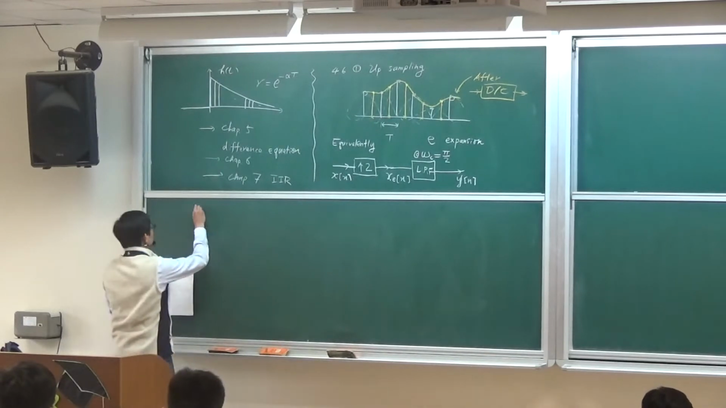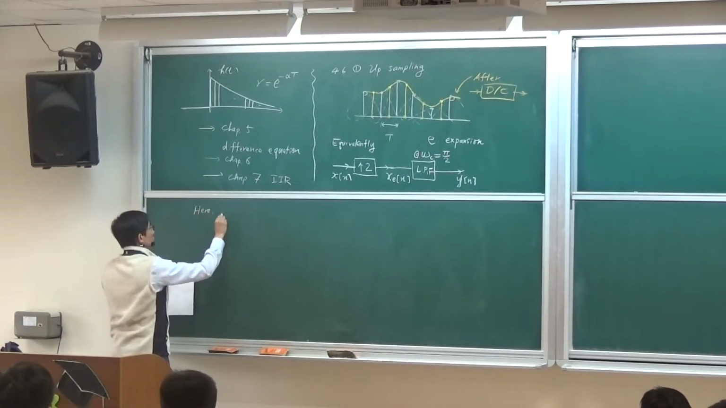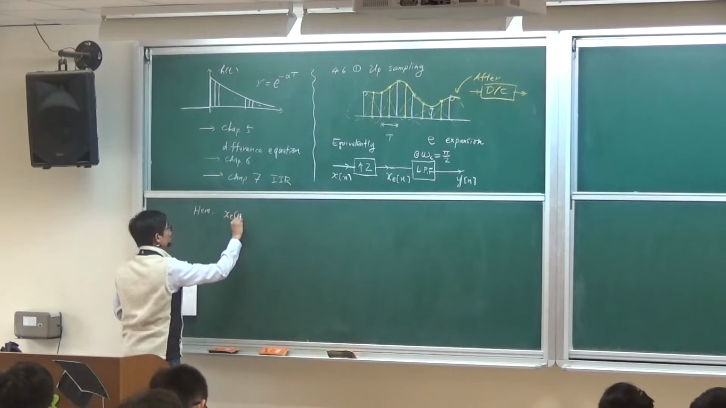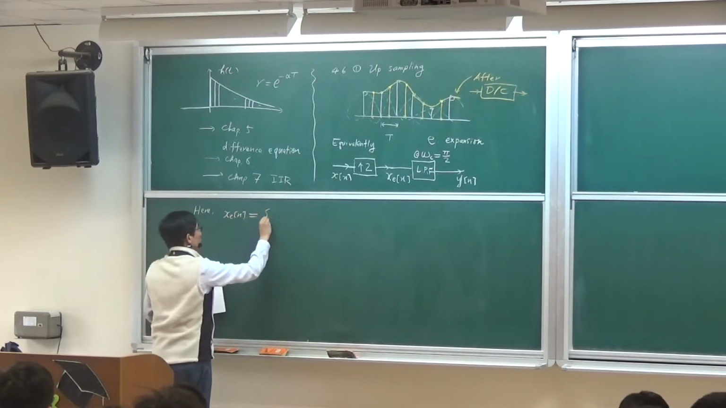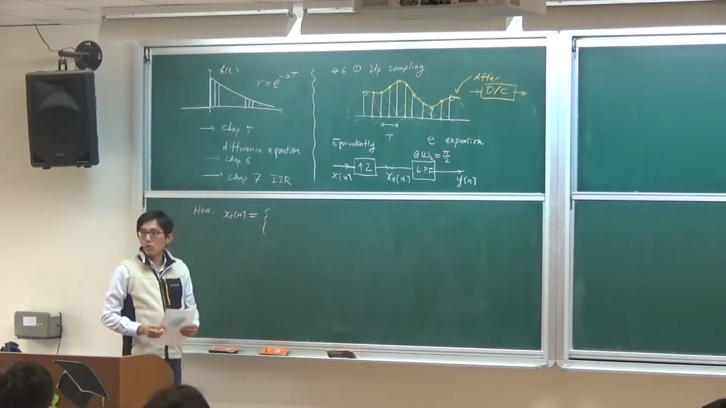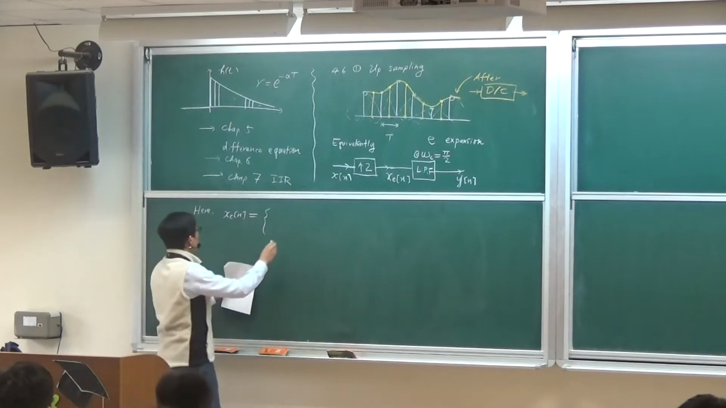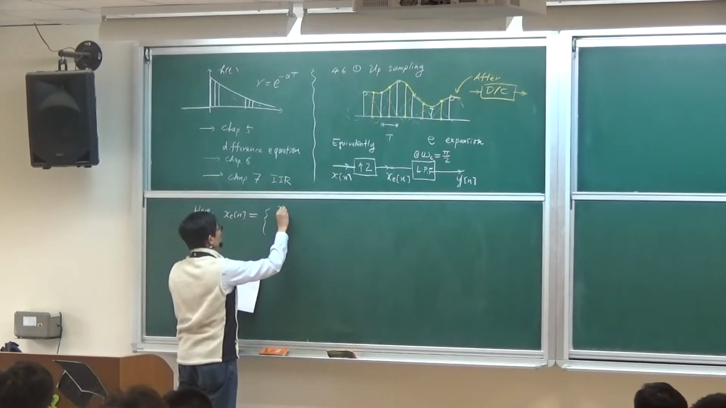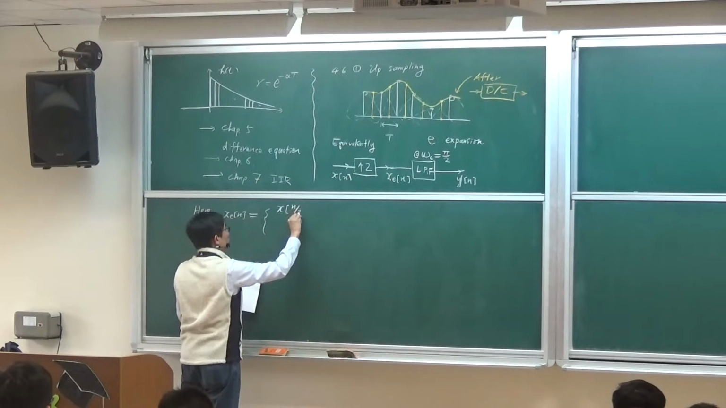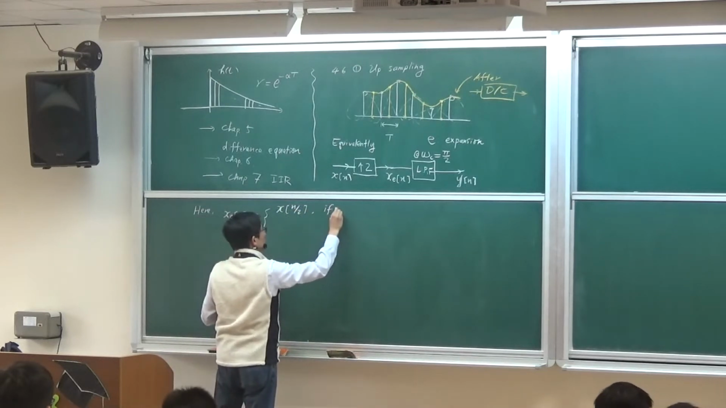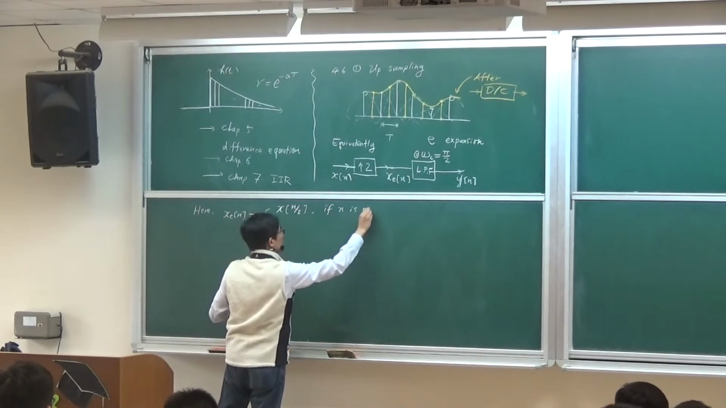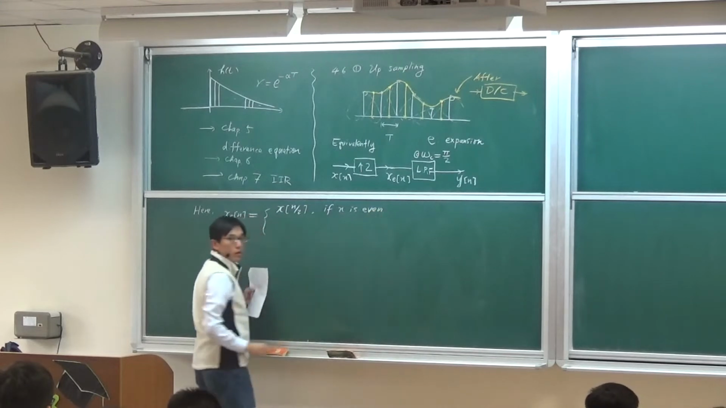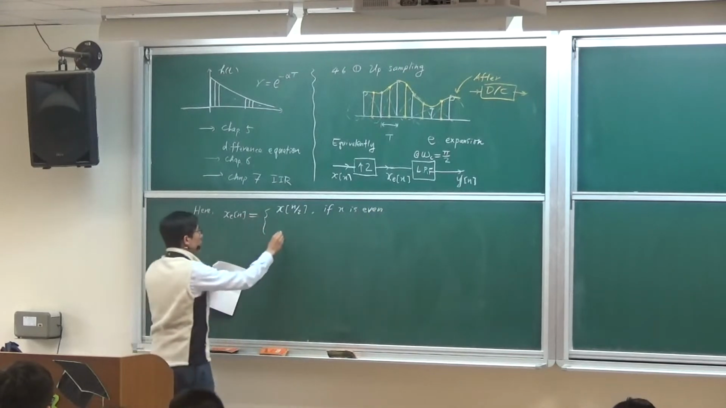So here, x_e[n] is fairly simple. It depends on whether n is even or odd. Okay? So x_e[n] will be defined as x[n/2] if n is an even number. Otherwise, it's 0.